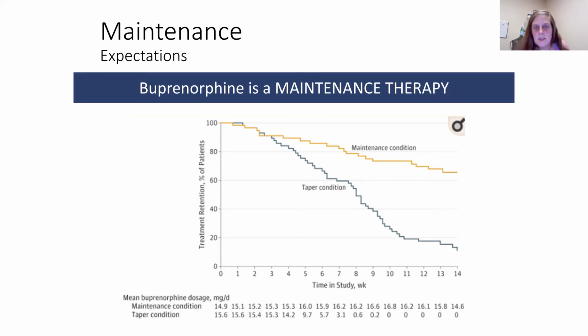And this graph gives a sense of retention in treatment over 14 weeks in this study. And so you can see that patients who were tapered, in the blue line, after their medication was stopped, there was a pretty stark and consistent drop-off in treatment rates for these patients, so people coming back to treatment. But for patients who are maintained on the therapy, there was actually a promising, longer period that they stayed in treatment, as indicated by the orange line.